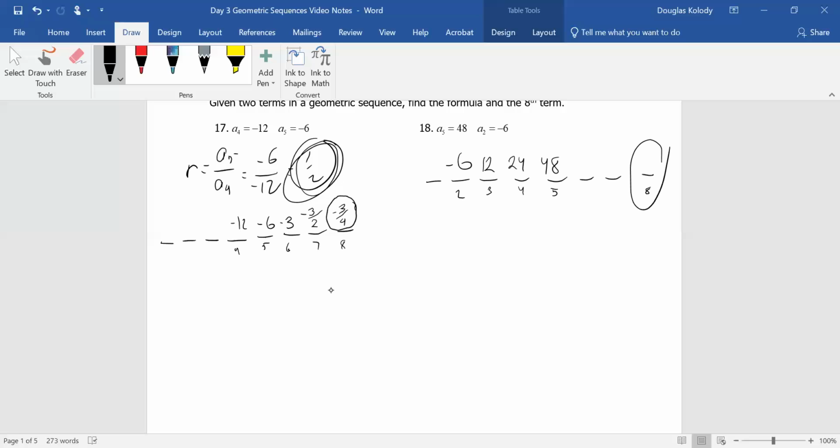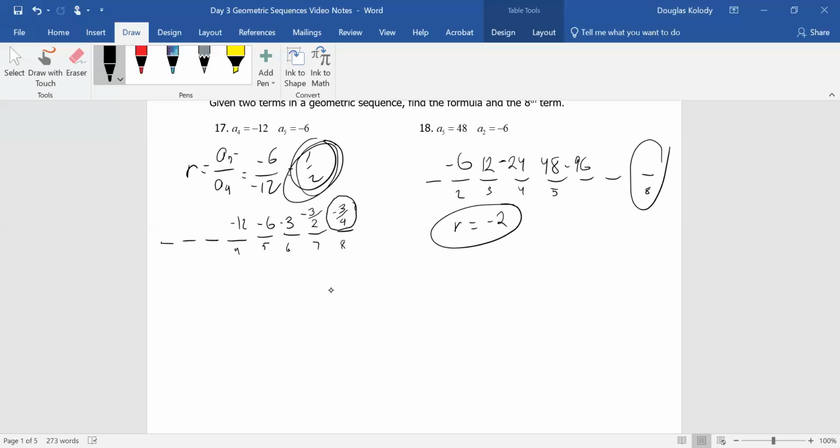But be careful here. 6 is negative. So how do we get the terms to be negative and positive? Ooh, what if r was negative 2? What if you're multiplying by negative 2? Negative 6 times negative 2 is positive 12. Positive 12 times negative 2 is negative 24. Negative 24 times negative 2 is positive 48. I think we've stumbled onto the pattern here. 48 times negative 2? Negative 96.